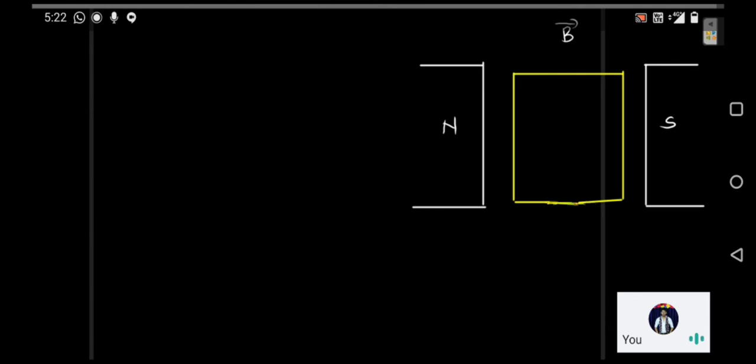So let's complete this loop. We consider that current is flowing in this loop, like this. There is a magnetic field here from north to south. So what happens when this current carrying loop is placed in a magnetic field? We saw that there is a torque acting.